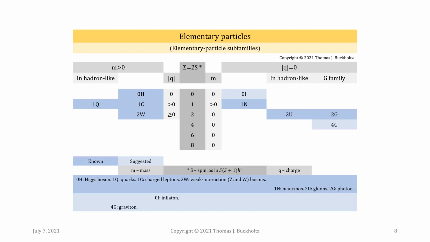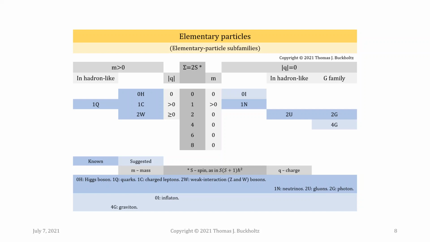My work suggests this table of elementary particles. Here, I show all known particles and some particles that other people suggest. The column with label sigma equals 2s provides a spine. Here, s is the spin, as in the physics expression s times (s plus 1) times h bar squared. The table shows so-called subfamilies of elementary particles.